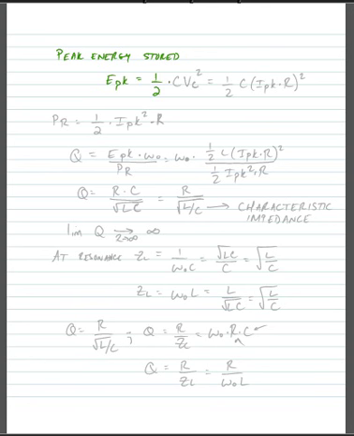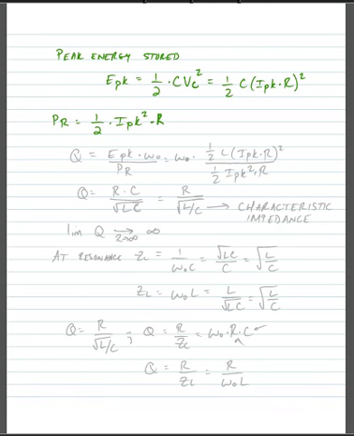1/2 times the value of the capacitance times the voltage of the capacitor squared, which is equal to 1/2 C times I peak times R squared. We also have some current flowing into the resistor. So the average power dissipated by the resistor, we'll call this PR, is 1/2 times the I peak value squared times R. This is just the RMS power dissipated by a resistor.